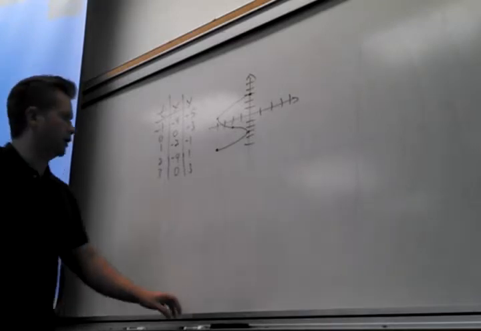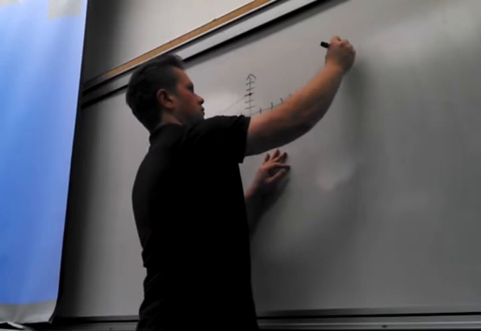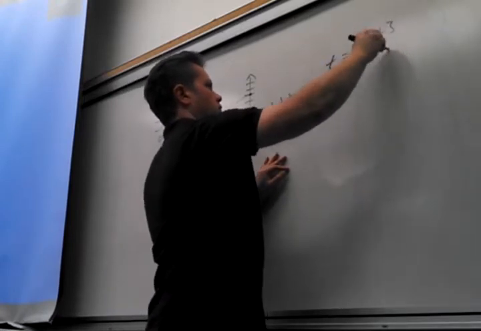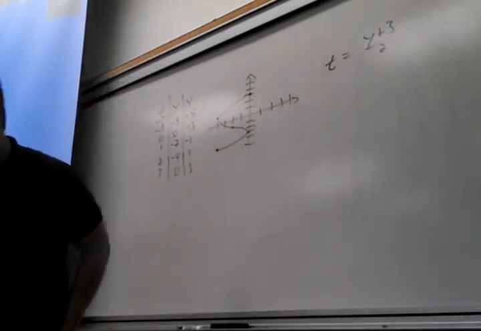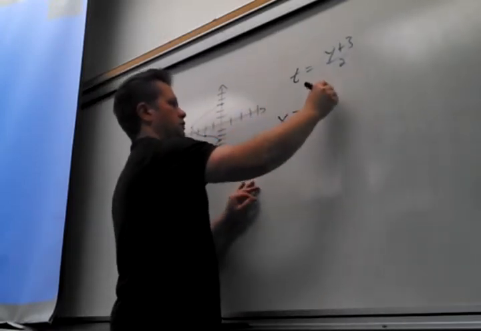And then how do you eliminate the parameter? Solve for t and y. Good. So you know t is (y plus 3) over 2. Yeah. And then you just plug it into x. (y plus 3) over 2.